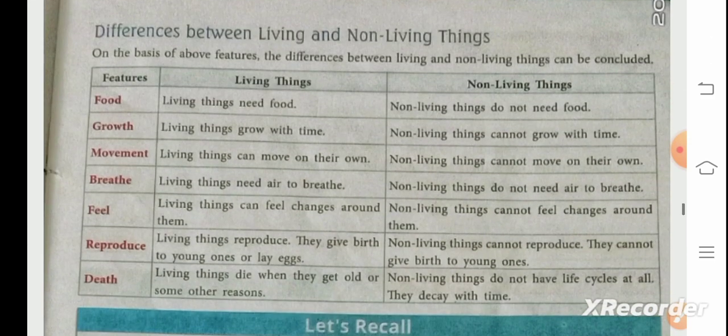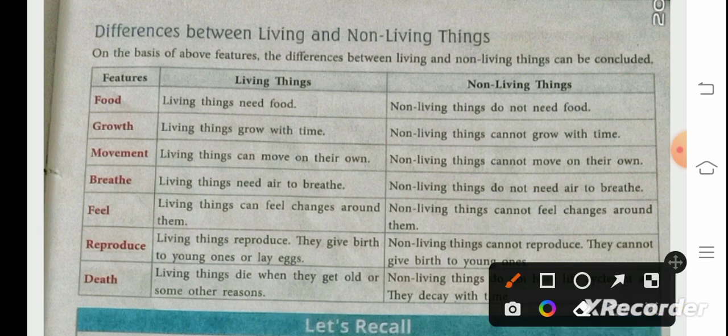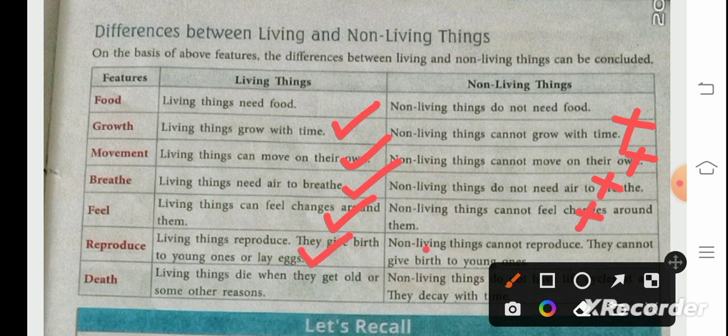Next, here is a table, the difference between living things and non-living things. Food: living things need food, non-living things do not. Growth: it is there in living things, not in non-living things. Movement: yes, it is there; in non-living things movement is not there, only when we move them. Living things need to breathe, non-living things do not. We have sensation, non-living things do not. Reproduce: we reproduce new ones, they don't.